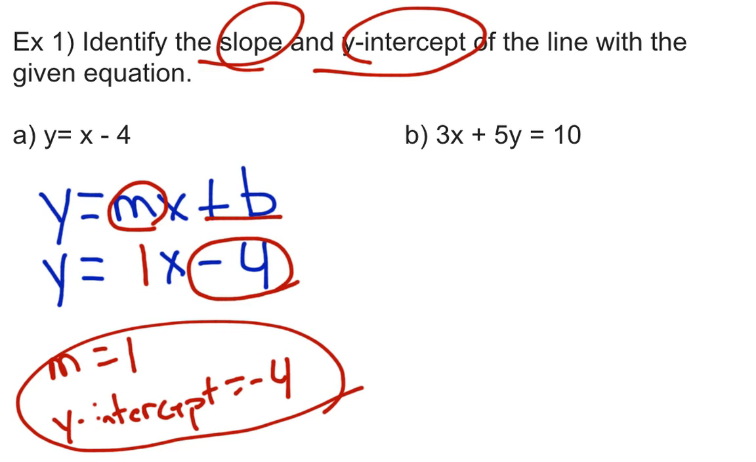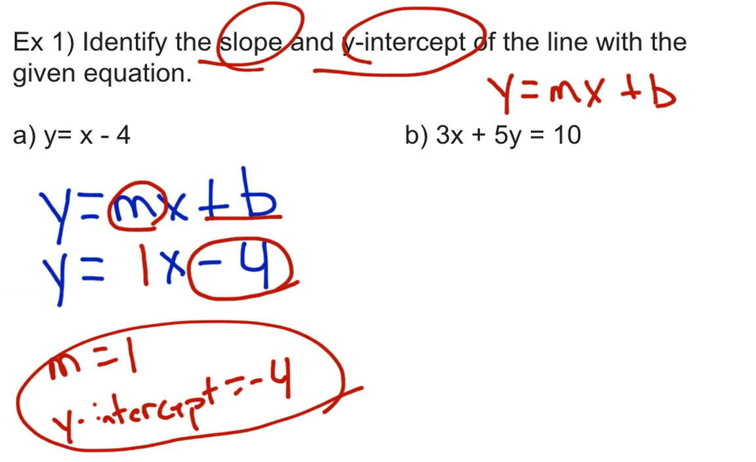I'm going to go ahead and let you guys do part B. First thing you need to do is, it's not in the correct form. So we had better get it into the form of y equals mx plus b, which is just like our function form. So get the y by itself. So go ahead and pause the video and see if you can get it in that form.